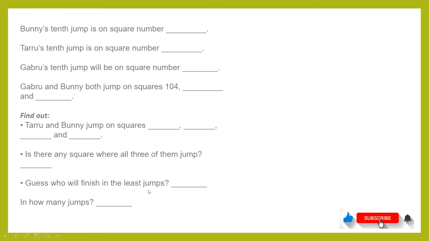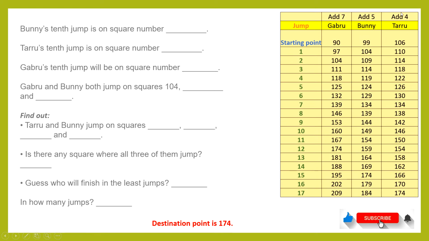Now we have to answer these questions based on their jumping capacity. We have designed this table. We have written the starting point for Gabru, Bunny and Taru. So the starting points are 90, 99 and 106. These are the jumps. In the first jump, Gabru will reach 97. Why? It will skip 7 boxes. So 90 plus 7 becomes 97, 97 plus 7 becomes 104, 104 plus 7 becomes 111. So in the third jump it will jump to 111. The fourth jump it will jump to 118.